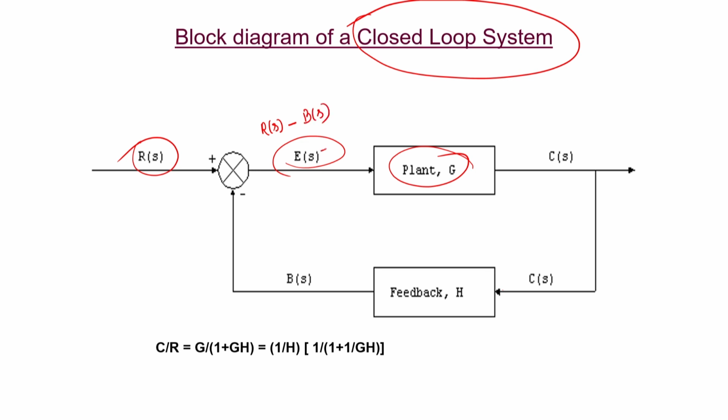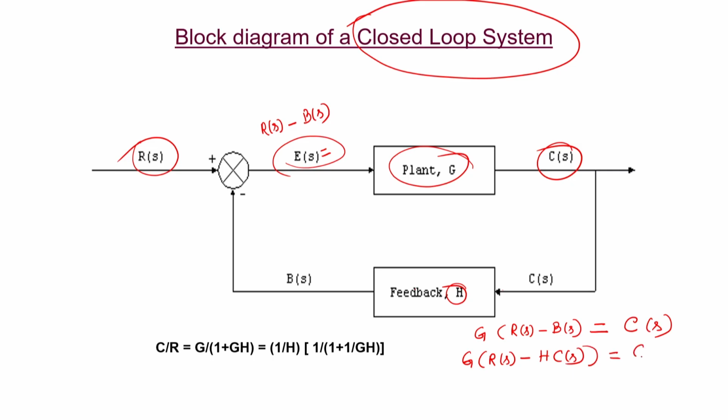That is what E(S) is. E(S) equals R(S) minus B(S), and that is driving the plant G. That means G times (R(S) minus B(S)) must be equal to this output C(S). This is C(S), that is true, but then what is B(S)? B(S) can also be written as H C(S), because C(S) is the input and H is the transfer function. So, H C(S) equals B(S). So, C equals G(R minus H C).